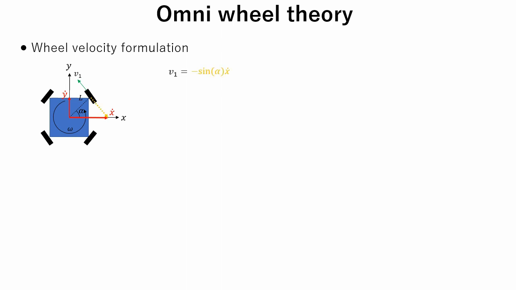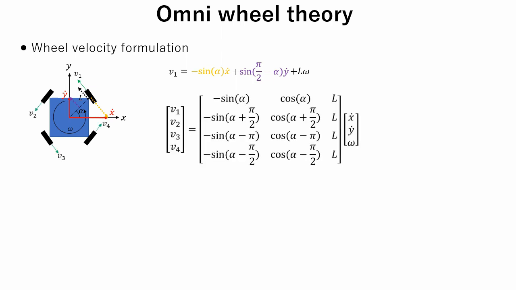The component of x directional velocity which contributes to wheel 1 rotation is shown by the orange arrow. Since it points in the direction opposite to v1, it has a negative sign. Similarly, we can find the component of y directional velocity which contributes to wheel 1 rotation. There is also an angular velocity component which is represented as a product of robot angular velocity and the distance between the robot center and wheel center. This formula can be generalized for each wheel in this matrix form. The signs may differ depending on the coordinate system, but the method of calculation remains the same.